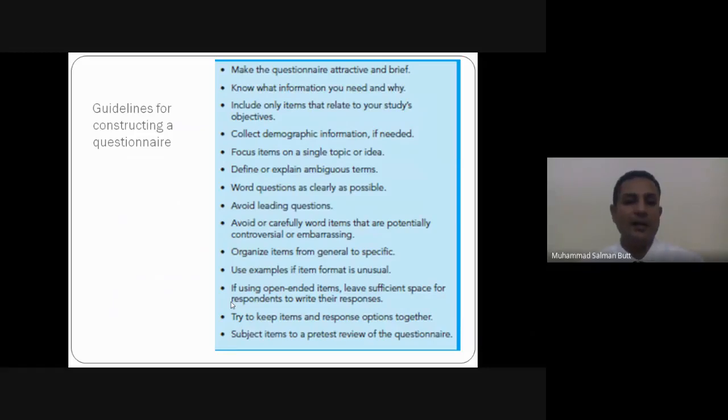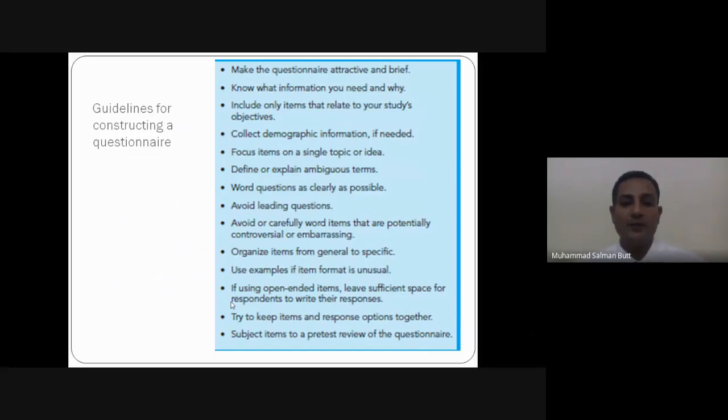And avoid leading questions. That means you are giving a hint to the participant that after answering this question, they can answer the next question in this way very easily. Every question should be related, but it should not give the idea that these two questions are interrelated.